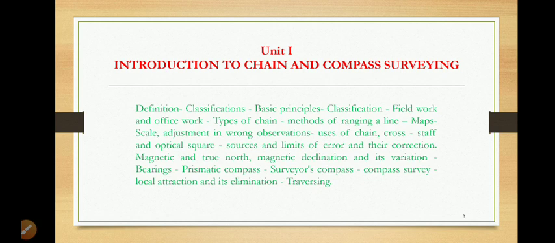Local attraction means the magnetic compass shows the north direction, but sometimes it shows a false north due to the attraction of steel or something you have in hand. So how to eliminate these errors and make a correct reading.